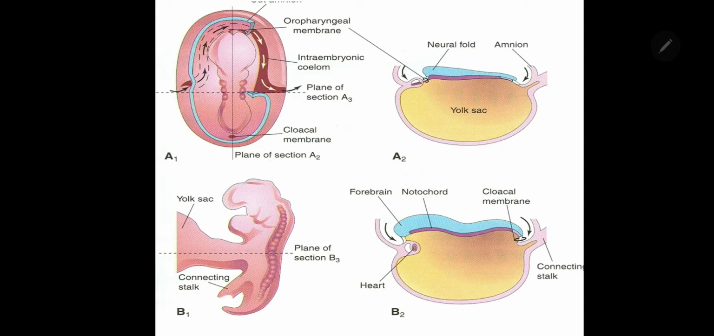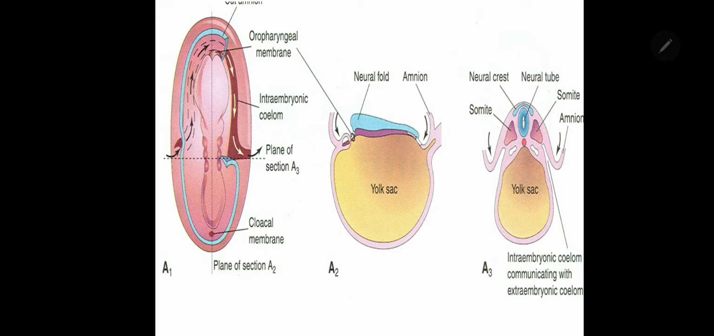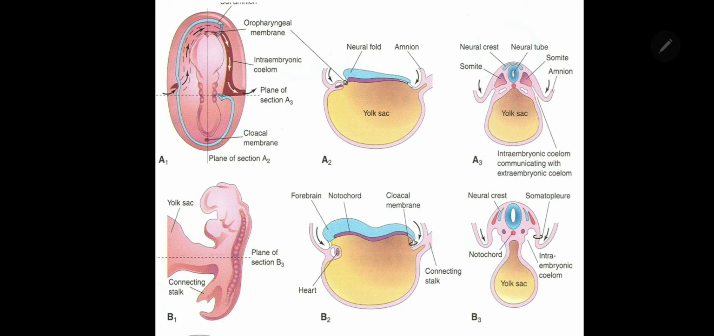And you can see here in the pictures, you can see the head fold, tail fold. You can notice there, this is the sagittal section and this is the coronal section, and you can see here the two lateral folds. So this yolk sac cavity is greatly reduced in size, whereas amniotic cavity is enlarged, and these two lateral folds meet ventrally, forming the ventral abdominal wall.